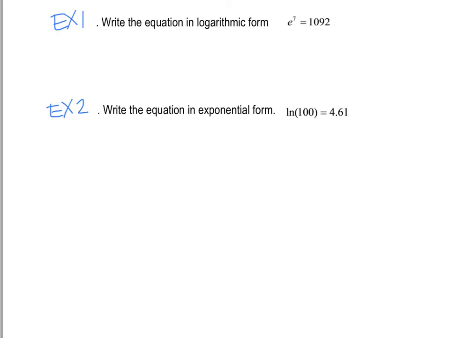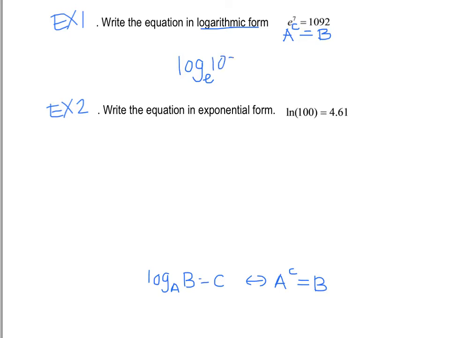We know that log base a of b equals c is equivalent to a to the c is b. So this one here is in exponential form. You can see that this is in the form a to the c is b. And the directions say go back and write it in log form. So we're going to rewrite this as log. Our a is e in this case. So log base e of b, which is 1092, equals 7.